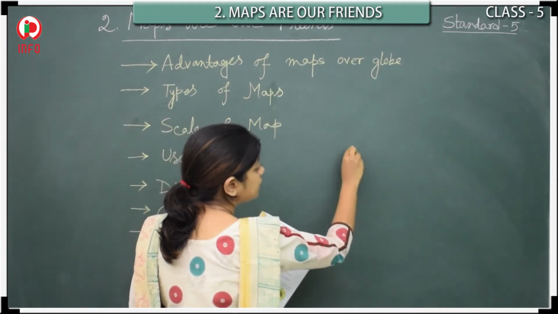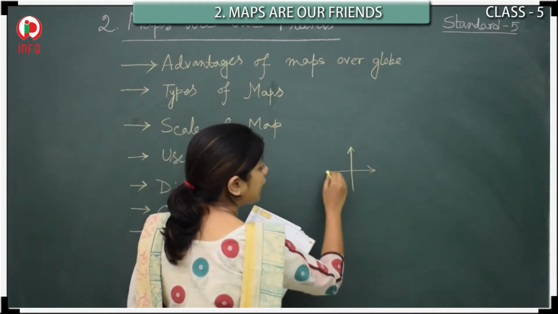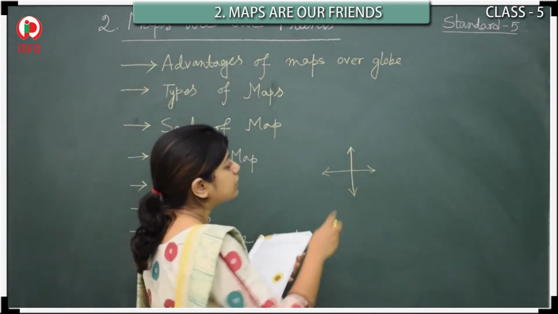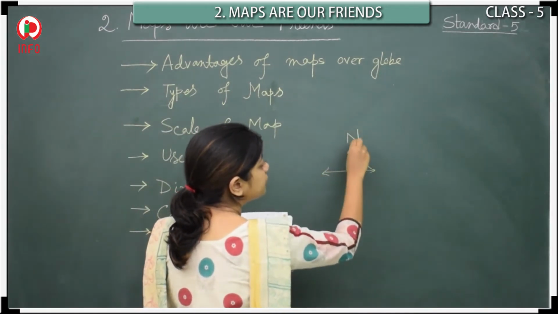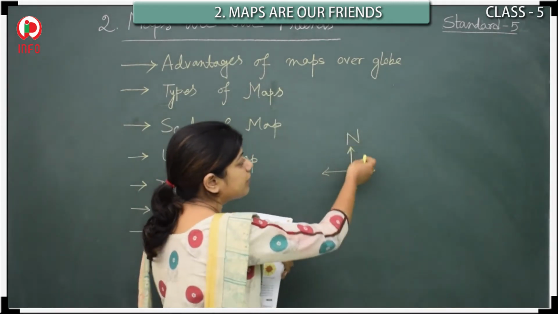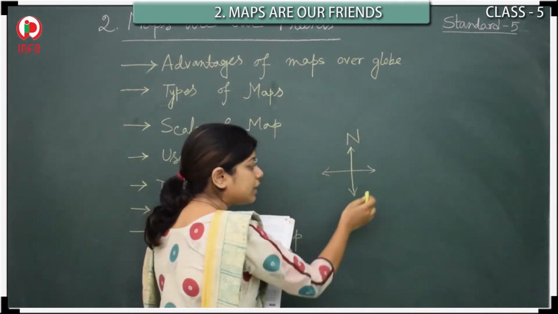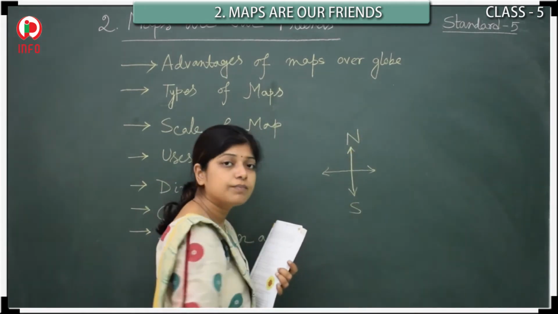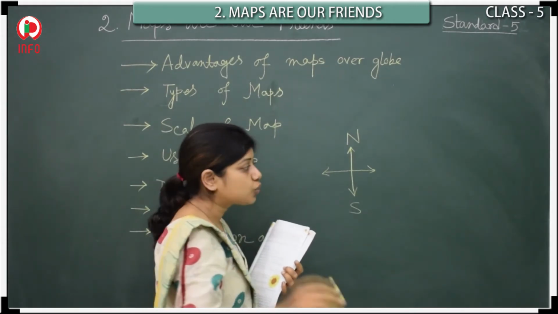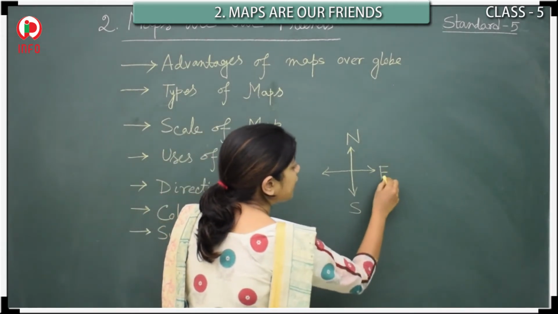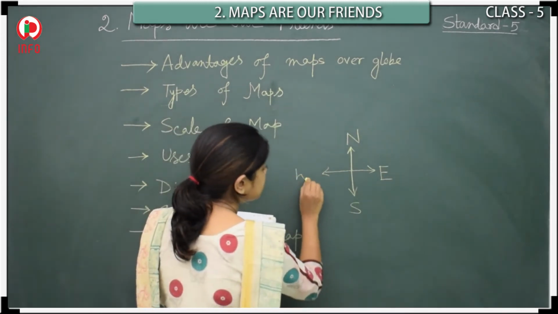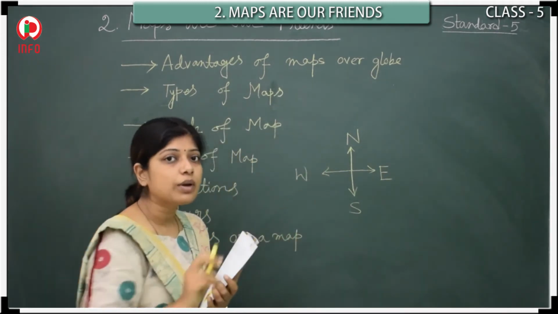See here, this kind of four arrows should be there. The upper one, the top one, should be N. If that one is N, then definitely that one should be south. And you are able to understand, your right hand should be the east and the left hand should be the west. Is it? So in this way you can understand.